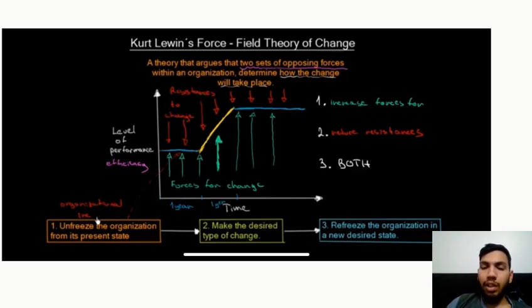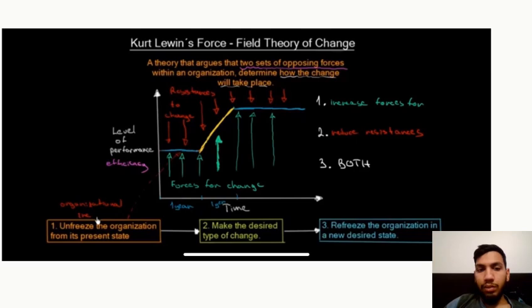This theory argues that there are two sets of opposing forces within an organization that determine how the change will take place. As you can see, there are two lines, one vertical and one horizontal. The vertical line represents the level of performance or efficiency. The higher it is, the better it is for the organization. And the horizontal line shows the time taken by the organization to reach that particular level of goal. As you can see, there are two opposing forces, the one in green and the one in red.